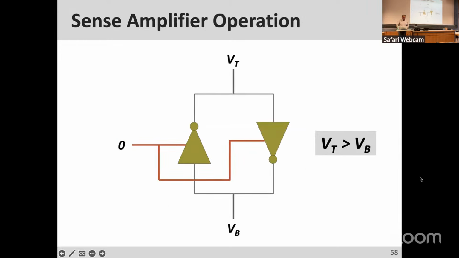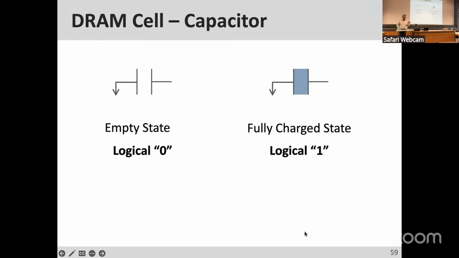Here is also another way to see it: if VT is greater than VB, you converge to VDD and 0, and vice versa. Each DRAM cell is a capacitor, which can have an empty state and a fully charged state, and then you can encode these as logical 0 and 1.